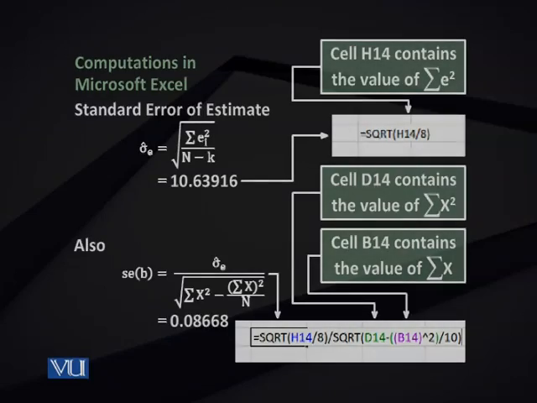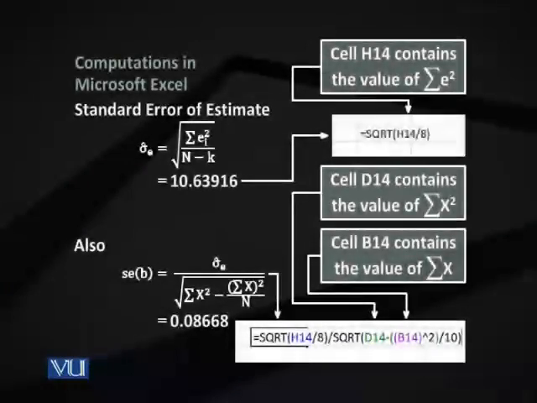If you go to the slide which shows the Microsoft Excel sheet with the data, you can see that we have computed the sum of squared residuals in the cell H14. So this formula, when you enter it, can provide you the value of 10.639.